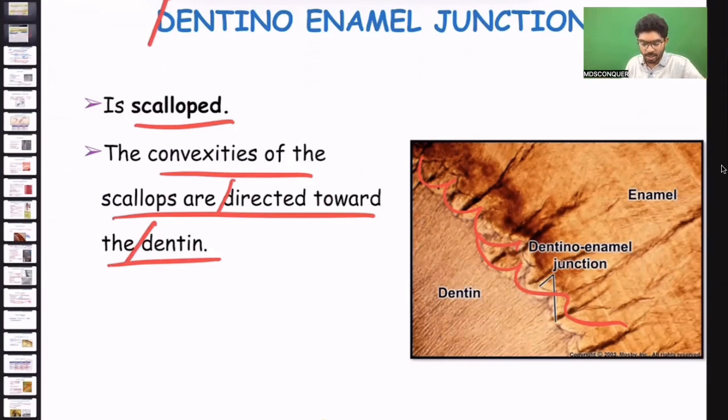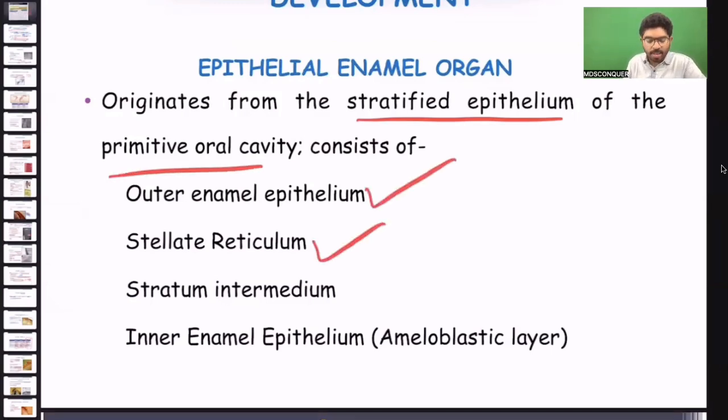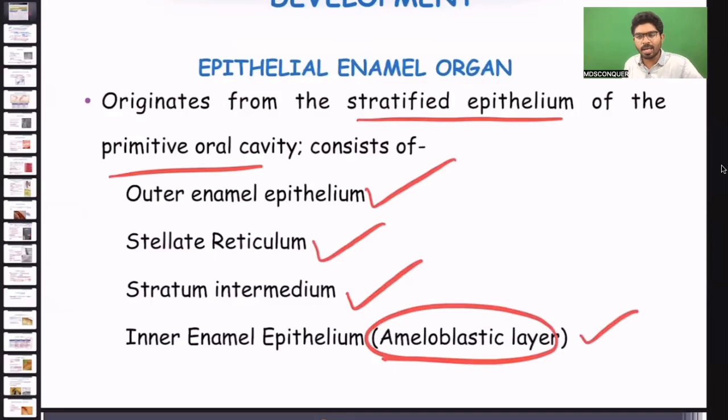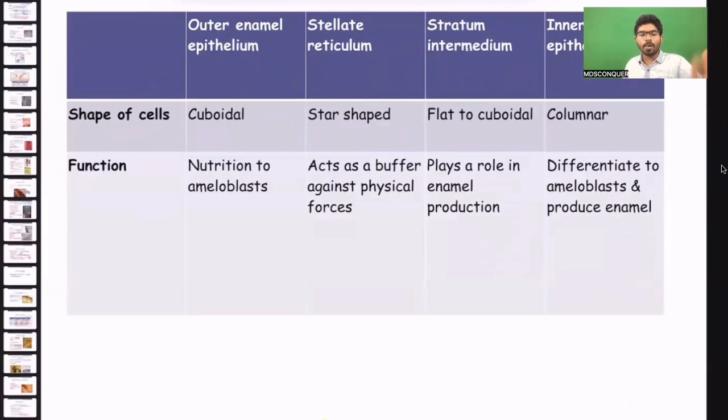Very simple. Then comes the epithelial enamel organ. The epithelial enamel organ originates from the stratified epithelium of the primitive oral cavity, and it contains the outer enamel epithelium, stellate reticulum, stratum intermedium, and inner enamel epithelium. The inner enamel epithelium is called the ameloblastic layer. We have already discussed this during our stages.